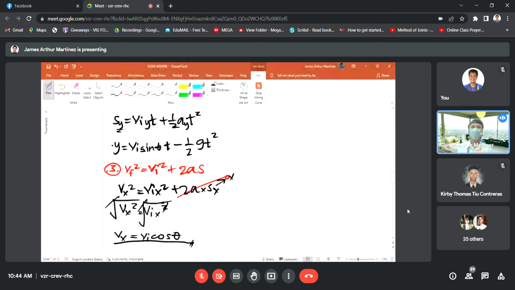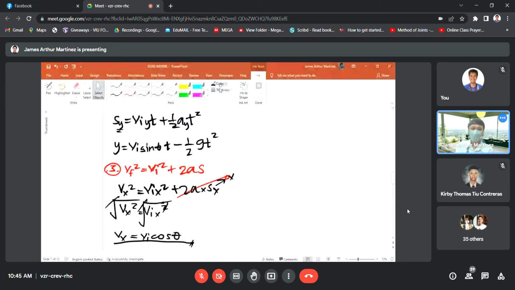Okay? So always remember that your final velocity in the x direction is just equal to the x component of your initial velocity. So, initial velocity, x component.